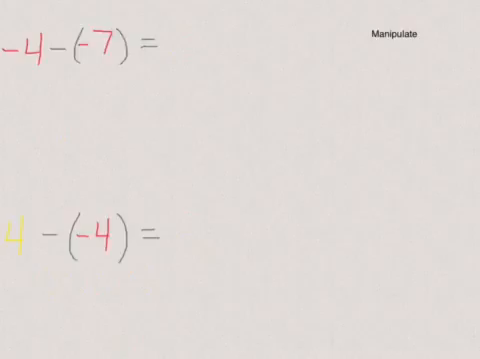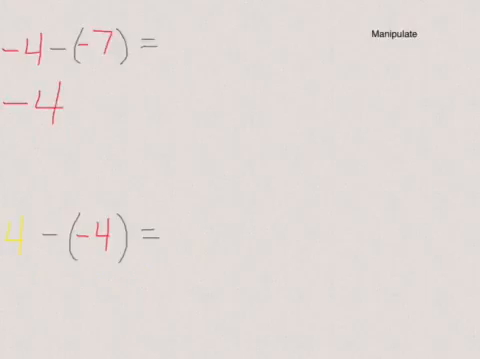And on this last page, I'm going to show you how we can use the counter concept to use just numbers so that we can manipulate just by using what we know. So we know that we're going to start out with negative 4. And what we need to do is take away negative 7.